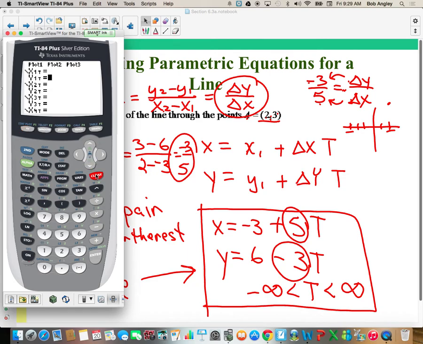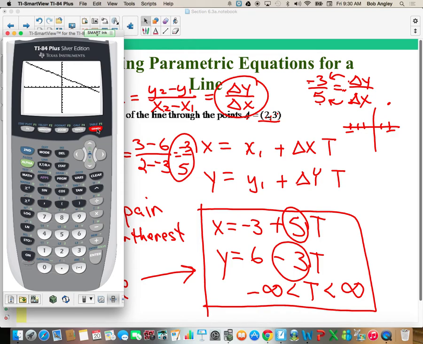All right, so I want for x sub 1, -3 plus 5t. And then for y, I want 6 minus 3t. All right, go to window, and I want my window to go from -10 to 10. And I want my theta step, t-step, to be 0.1 because I don't have a sine or a cosine. All right, now I'm going to graph that.